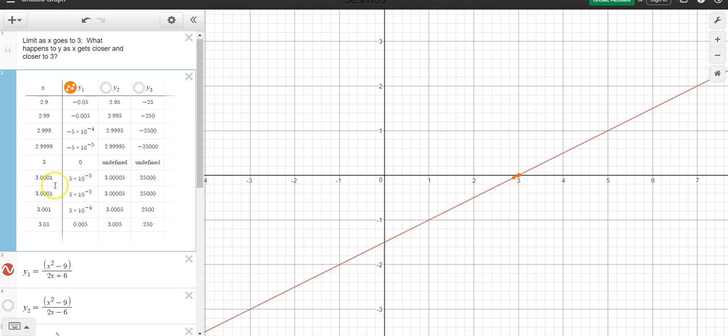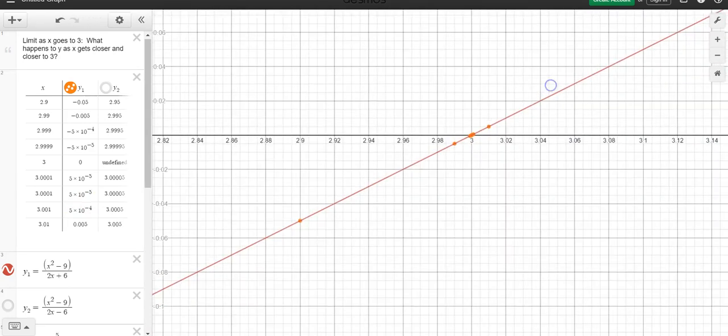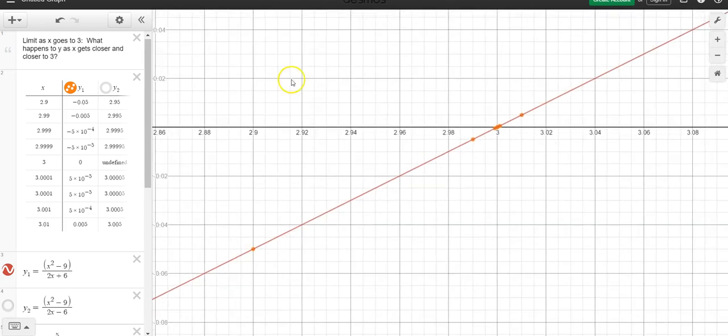And if we look at going the other direction, 3.01 would be 0.005, and then 3.001 would be 0.0005. Looks like I did this one more than once. Okay, well anyway, 0.00005, etc. Now if we zoom in on this graph here, here's the situation. Here's the 2.9. When x is 2.9, y is negative 0.05.